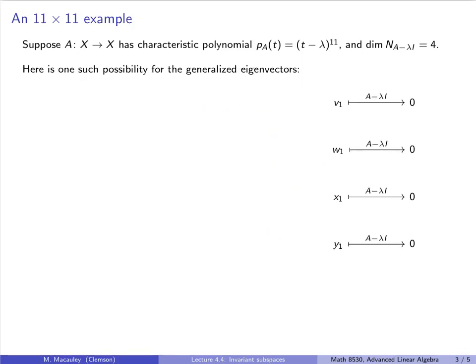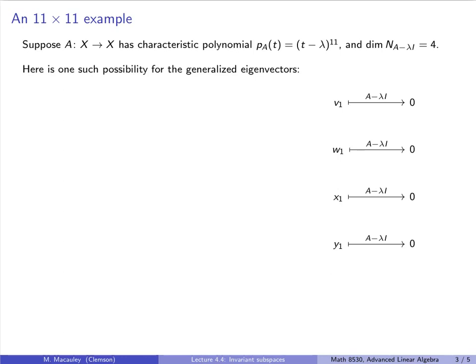What I will do now is show you one such possibility for the generalized eigenvectors of A. And we will start with the genuine eigenvectors. We know there are 4 of them. Let's call them V1, W1, X1, and Y1. And these things all get mapped to 0 via A minus lambda I.